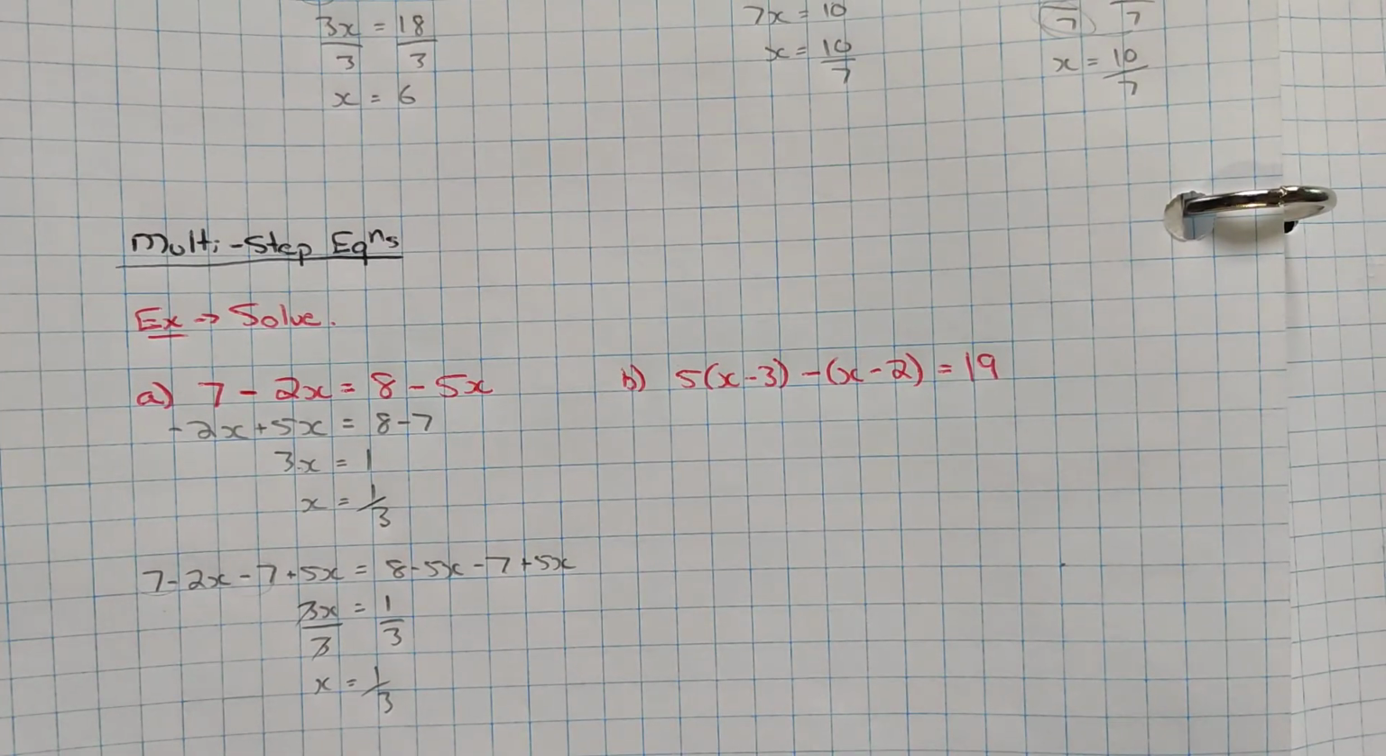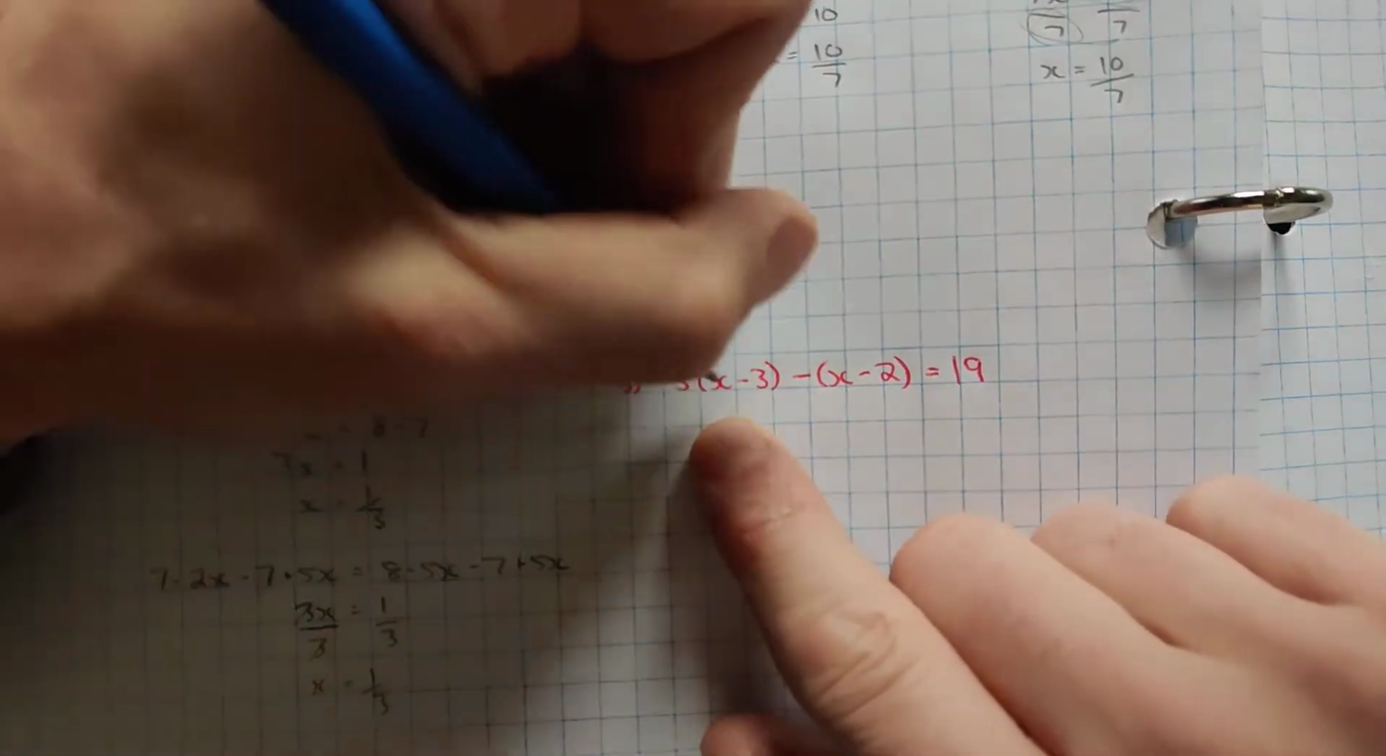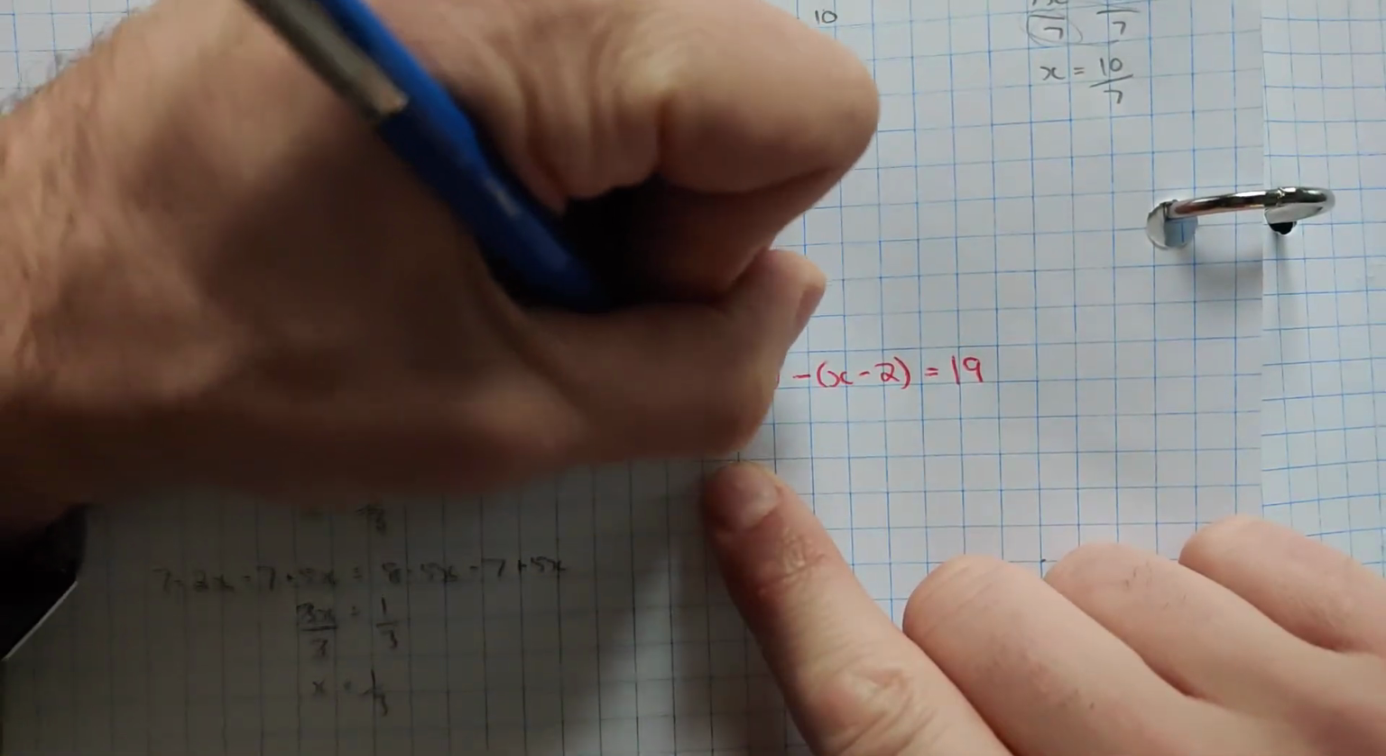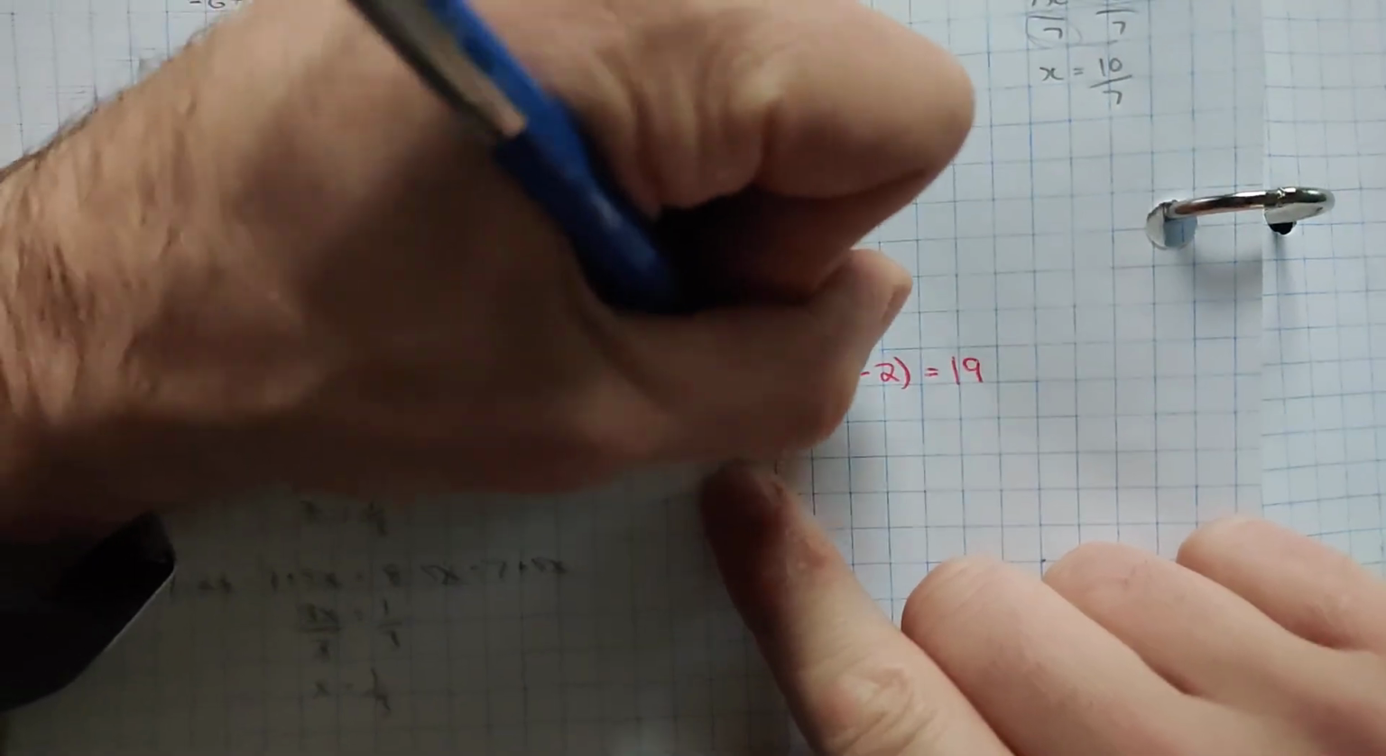So we've got to deal with these brackets. We're going to get rid of the brackets first. We have this first one we need to expand with the 5. So we're left with 5x minus 15.